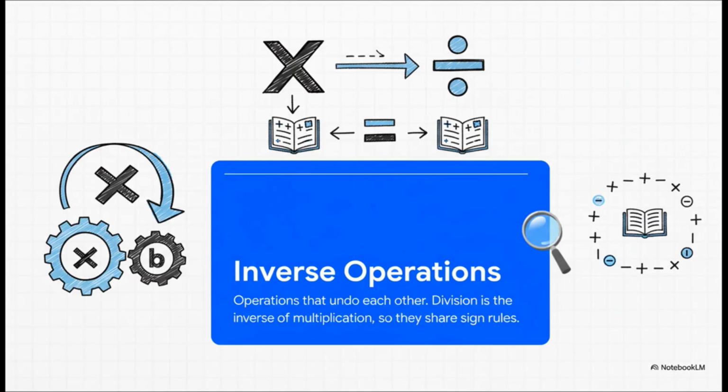And if you're wondering why it's the same rule, the reason is actually pretty cool and simple. Division is what we call the inverse of multiplication. That's just a mathy way of saying they undo each other. Think about it. We know 3 times 4 is 12, right? So it has to be true that 12 divided by 4 gets you right back to 3. They're perfectly connected, so it makes total sense they follow the exact same rules for signs.